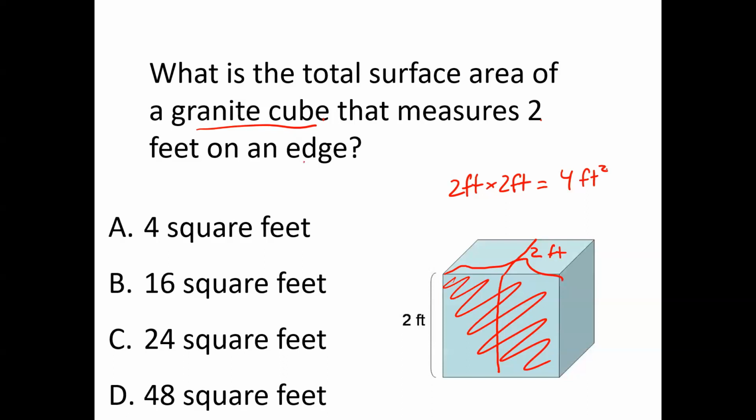The units change. How many of those faces do we have on a cube? We have the front and the back, we have the top and the bottom, we have the left and the right. We've got 6 faces. So the total area is 24 square feet.